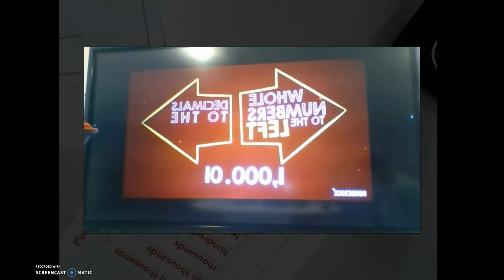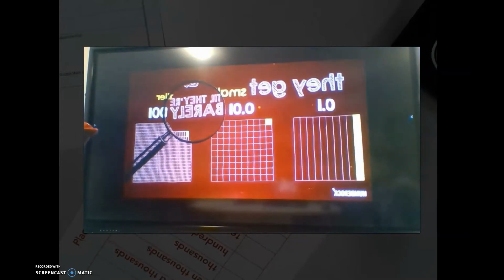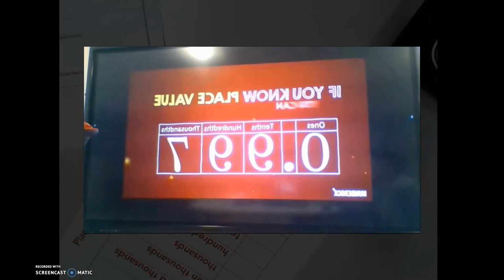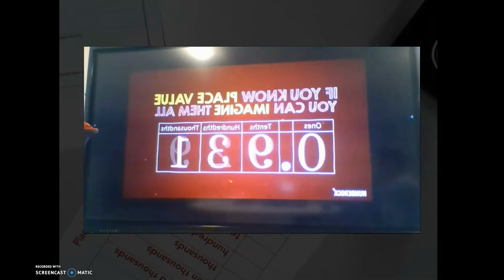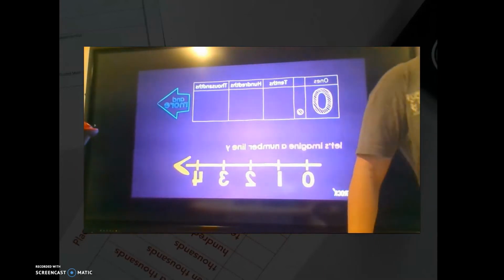Whole numbers to the left, decimals to the right. They get smaller and smaller till they're barely inside. Like whole numbers can get big, decimals can get small. If you know place value, you can imagine them all. We got the tenths, the hundredths, the thousandths, and more. Let's imagine a number line to further explore.